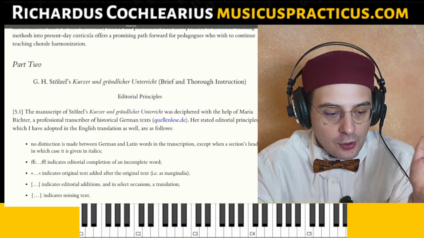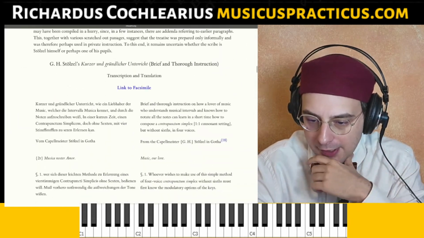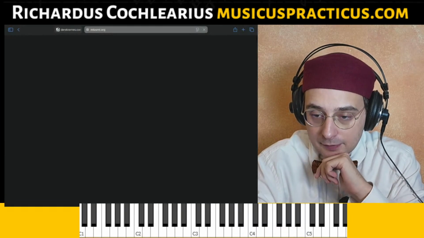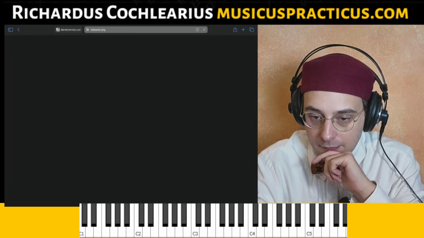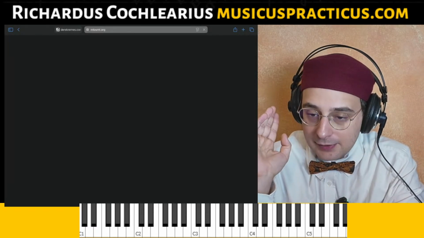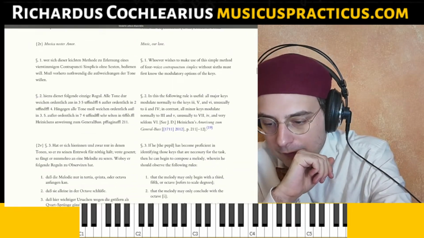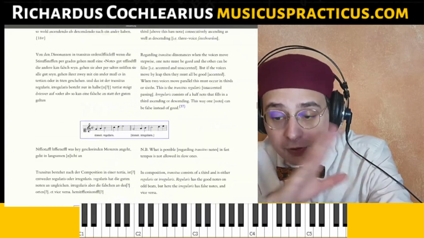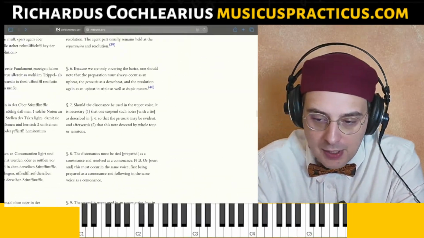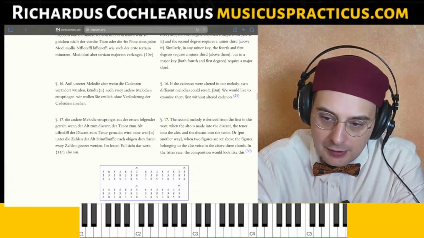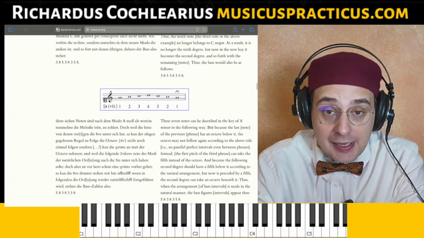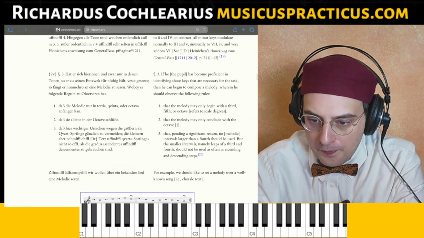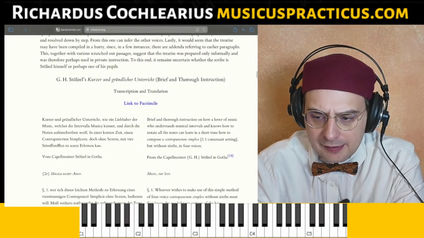Then, we have part 2 now, and the link to the facsimile. Let's see the facsimile if it loads, because the other time it took too long to load. We'll see this later. Okay, and this is the treatise, which actually seems like a lot, but is written in both languages, so in German and then in Italian, and the English translation. So it's not so long in the end. Let's start reading this.